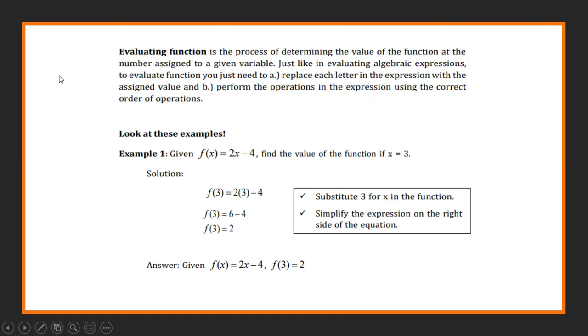Okay, so evaluating function. So, kanina expression lang yon. So, pag sinabing function, gumagamit tayo ng notation na f of x, which is equal to 2x minus 4. So, this is the given. Find the value of the function f if x equals 3. So, yung x natin dyan is papalitan ng 3. So, f of 3 equals 2 times 3 minus 4. So, f of 3 equals 6 minus 4. So, f of 3 equals 2. So, that means f of x equals 2x minus 4. F of 3 equals 2.